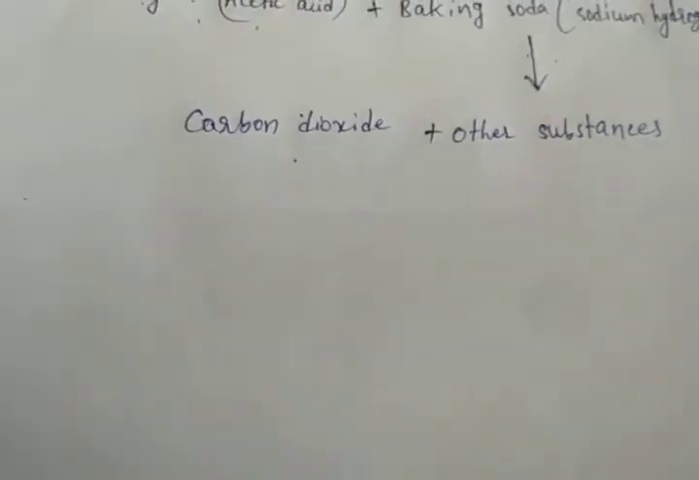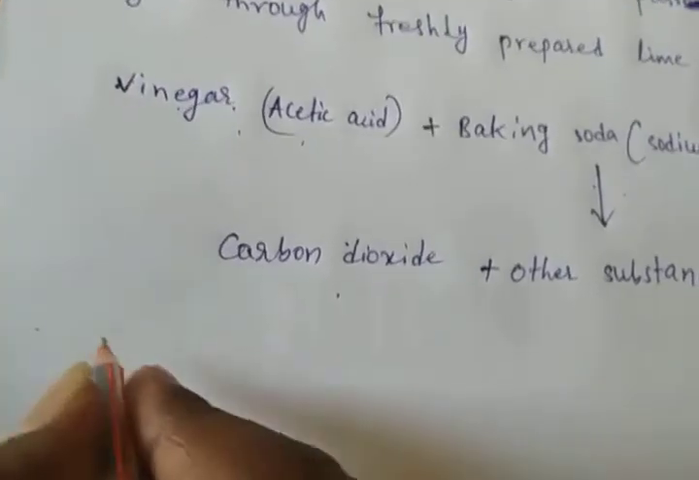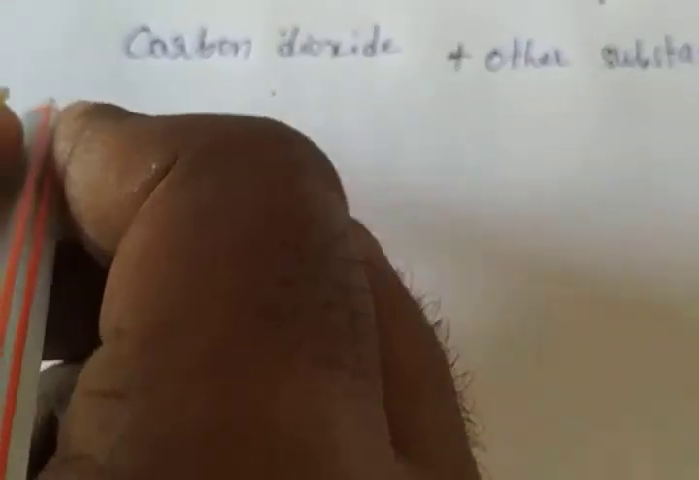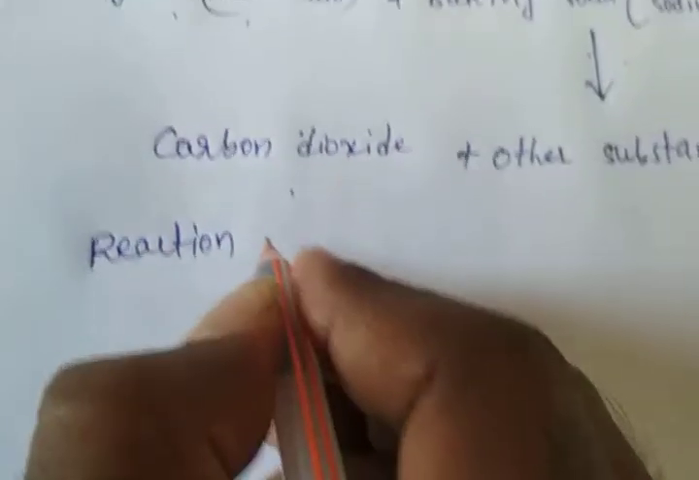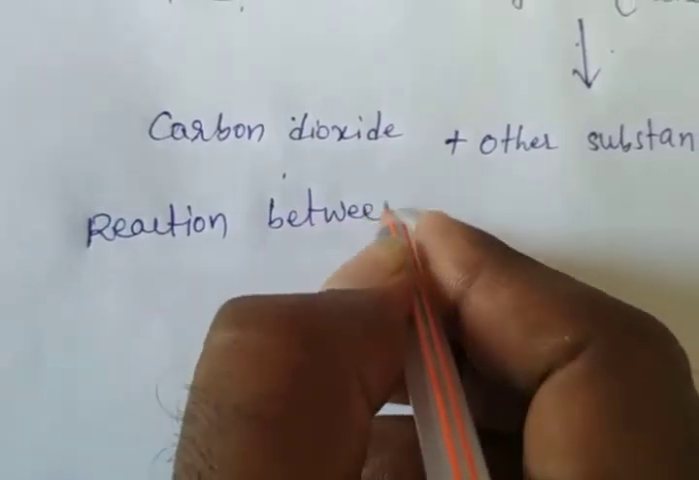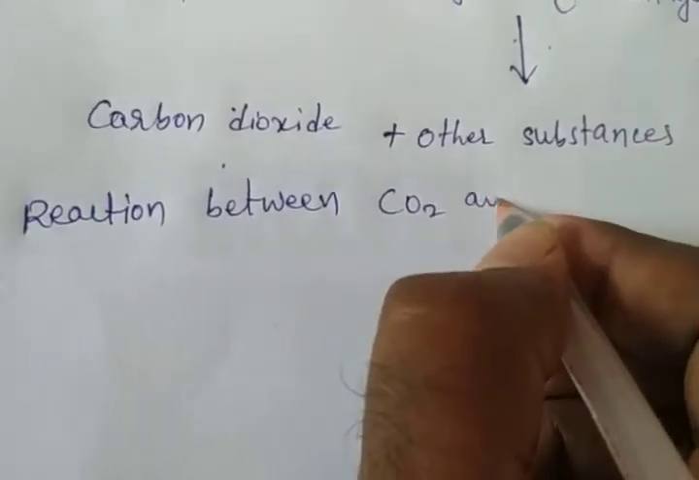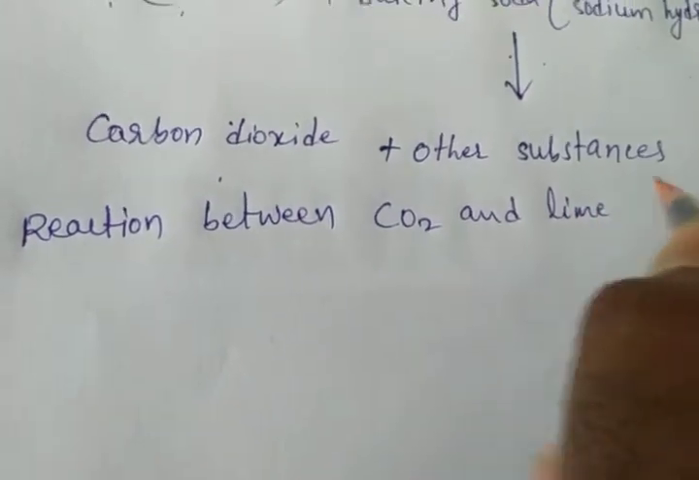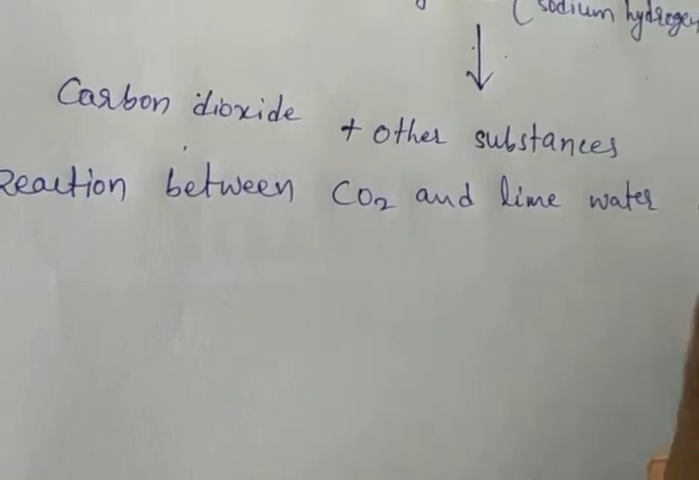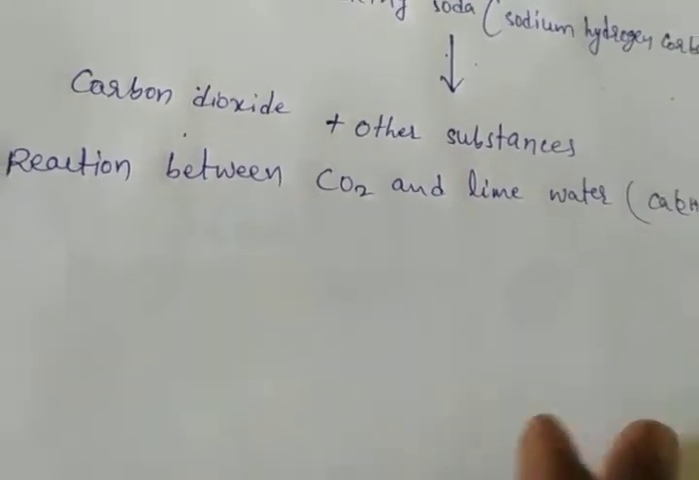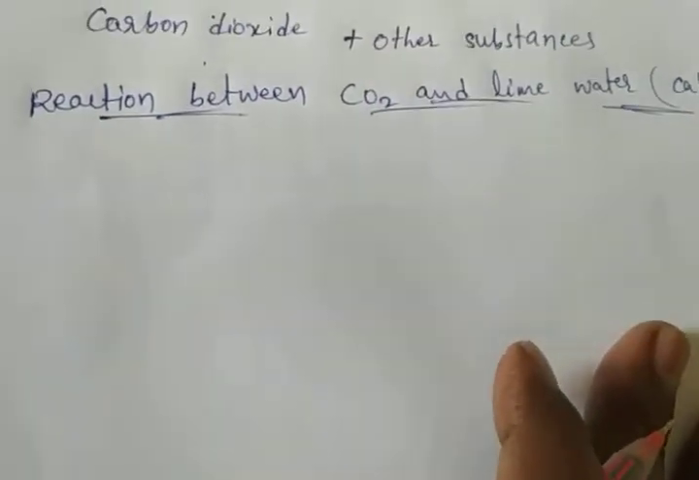Now see the reaction between carbon dioxide and lime water. The formula of carbon dioxide is CO2. What is the lime water formula? Ca(OH)2, that is, CaOH taken twice. This is the lime water formula. Okay, the reaction between carbon dioxide and lime water.